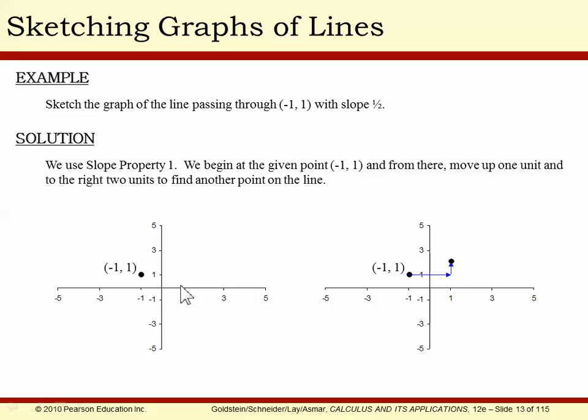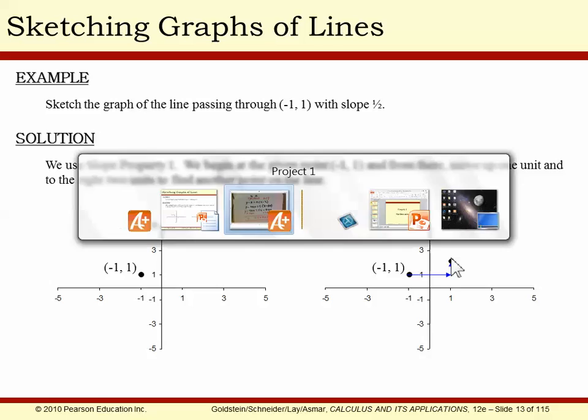But now I have to go up a half and another half. So I'm starting at the point over here, which is 1. I go up a half, which is going to be 1.5, and I go up another half, and I get to 2. So I end up at the point 1, 2. Let's look at that real quick. So I have the point -1, 1, and I have slope a half.